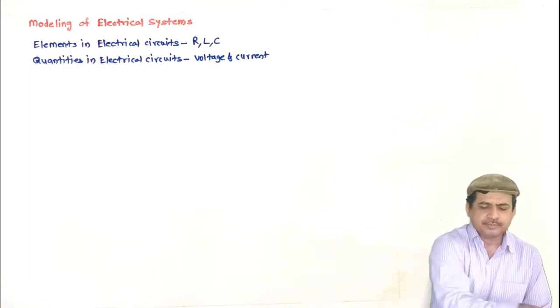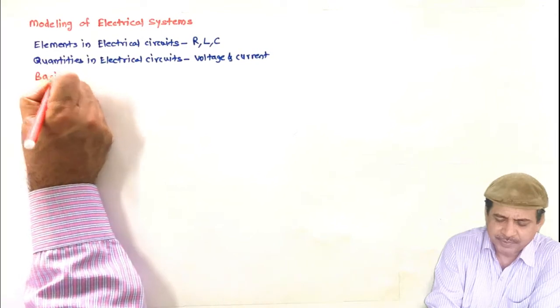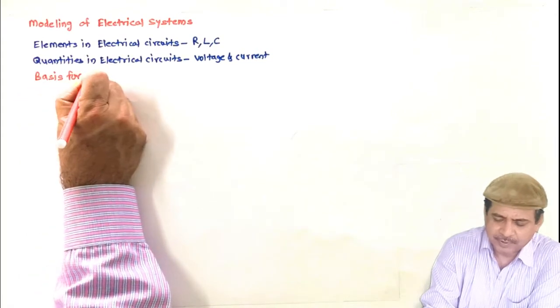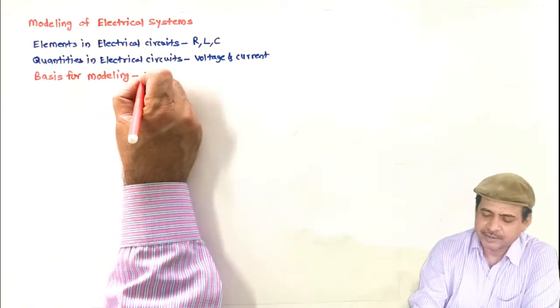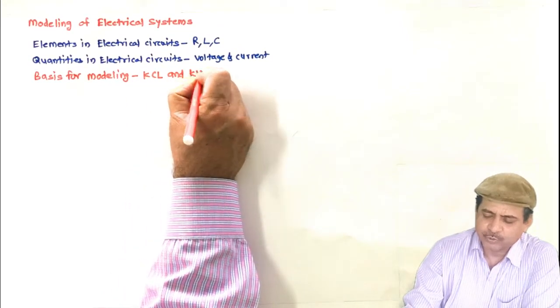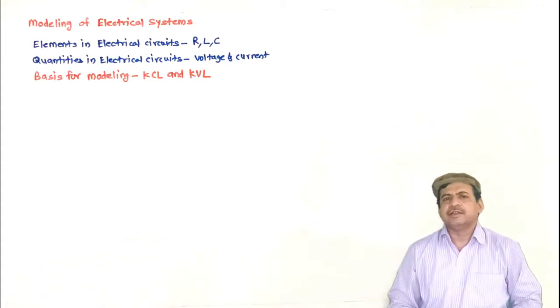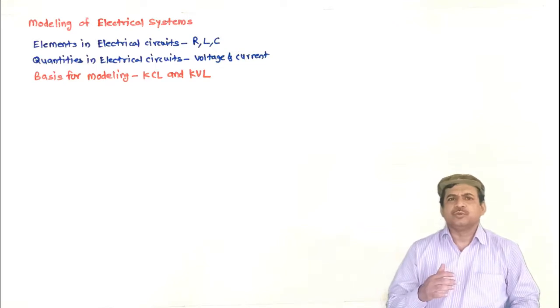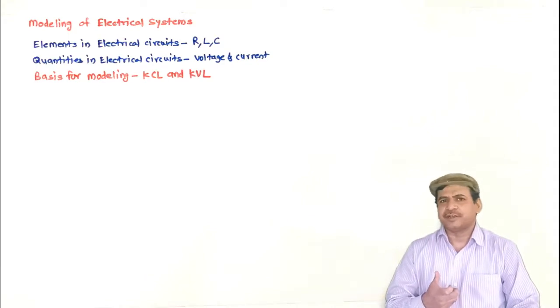So how? Let us say the basis for modeling is KCL and KVL, that is Kirchhoff's current law and Kirchhoff's voltage law. So applying these basic laws through mesh analysis or nodal analysis, we will get the differential equations for the given circuit, and that differential equation can be converted into a transfer function.